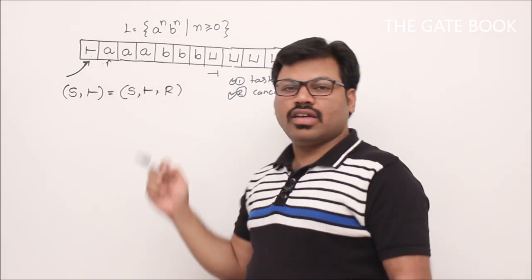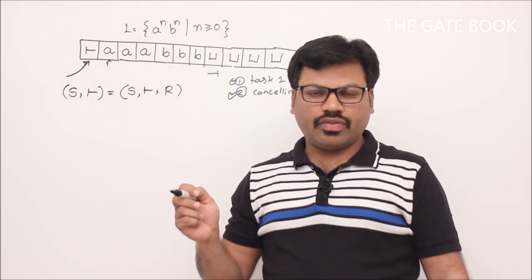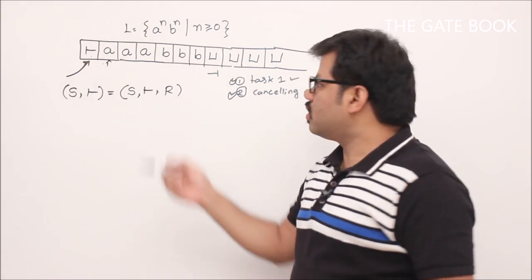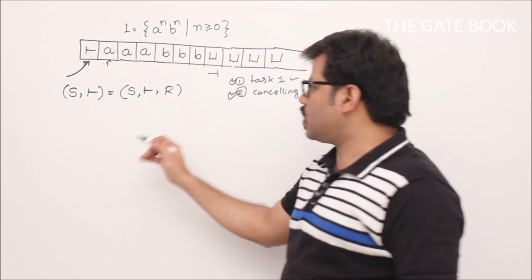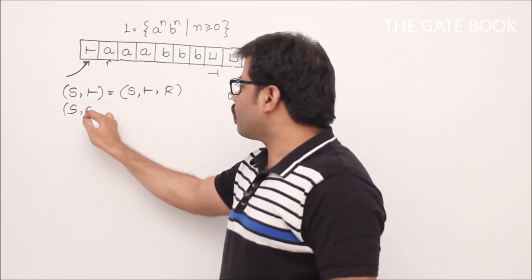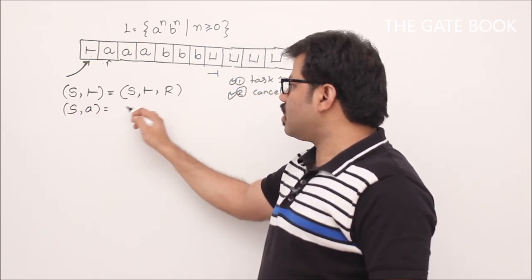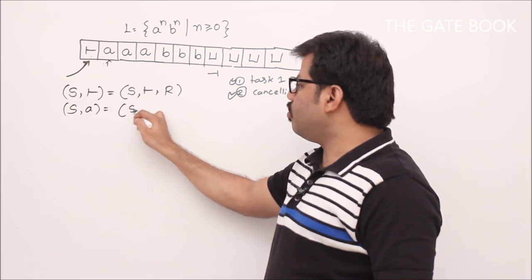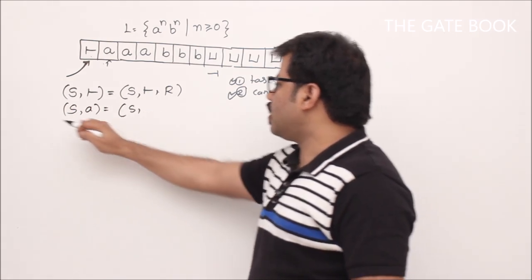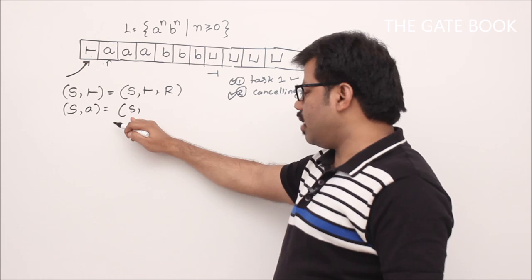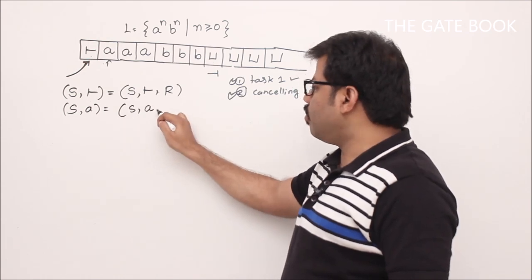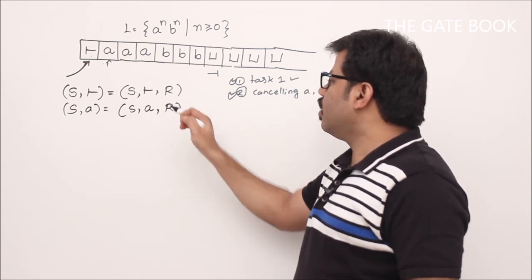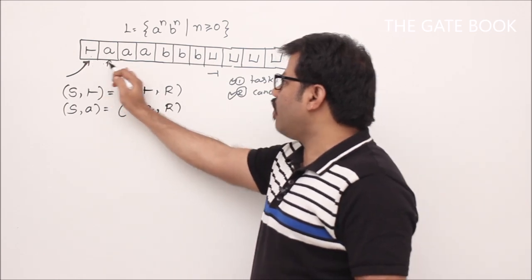If you see A, then what are you going to do? Is it the end of the string? No, right? There may still be some symbols on the right side. That's why, whenever you see A, there may still be other symbols. Then simply continue your task: on A, stay in the same state, keep that symbol as it is, and go right. When you do that, whenever I see A, I will move.